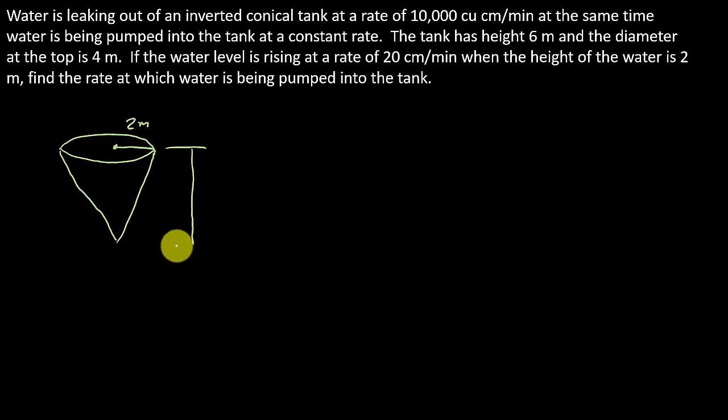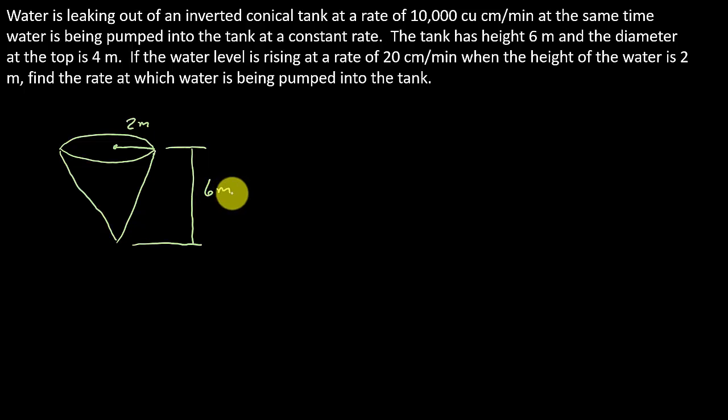All right, so let's take a look at this. Let's draw a picture. So I've got an inverted conical tank. And it tells me the diameter is 4 meters. So that actually gives me, I can say the radius is 2 meters. And the height they give me is 6 meters.